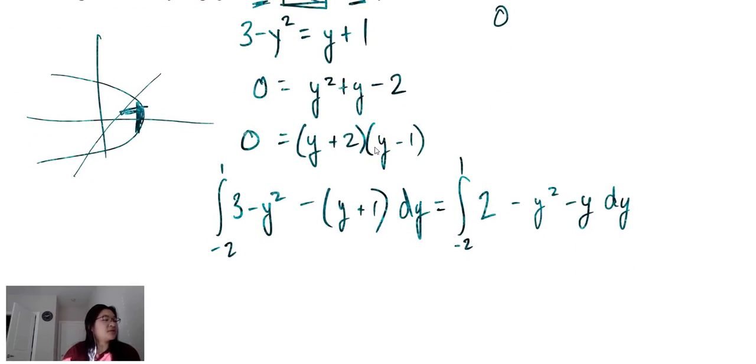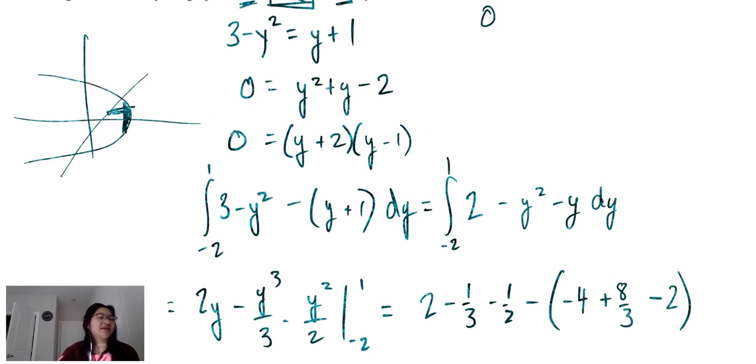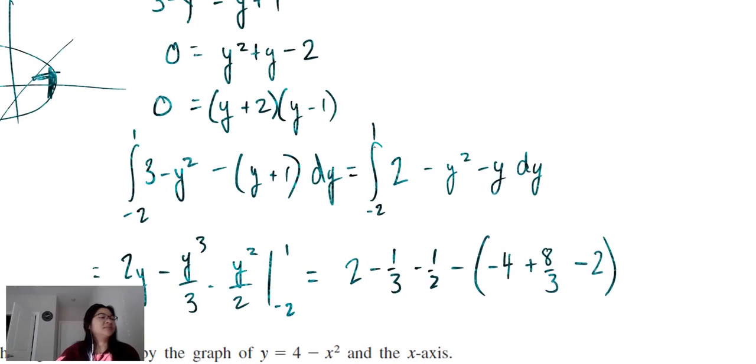And power rule this. We have 2y minus y cubed over 3 minus y squared over 2 from negative 2 to 1. Plug those in, we get 2 minus 1/3 minus 1/2 minus parentheses, negative 2 times 2 is negative 4 plus 8/3 minus 2. Simplify that. Let's see, what is that?